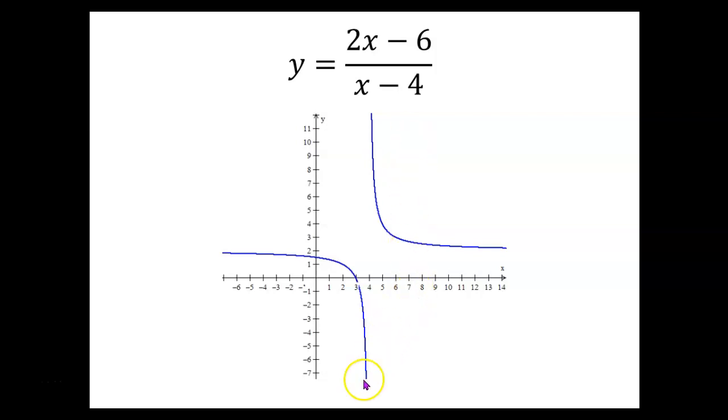That's why there are no points on the graph with an x coordinate of 4. There's points on the graph with x coordinates less than 4, and there's points on the graph with x coordinates greater than 4, but no points with an x coordinate of exactly 4.